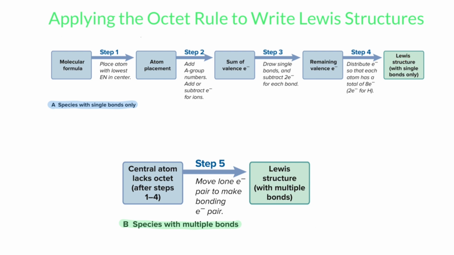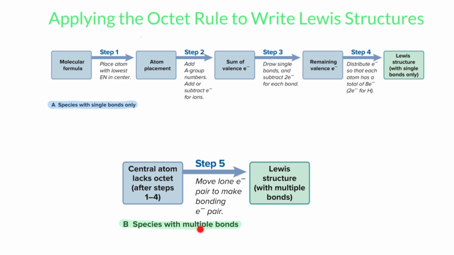Step 4. Then the final one, what is that? Lewis structure with the single bonds only. Distribute the remaining electrons so that each atom has a total of 8 electrons. In case hydrogen is there, that is 2 electrons. This is for single bonded species, a total of 4 steps.